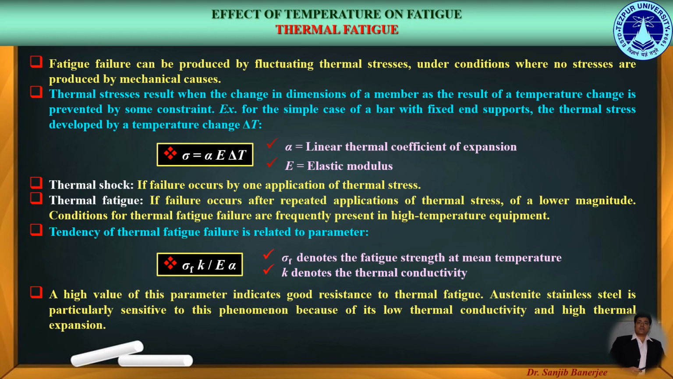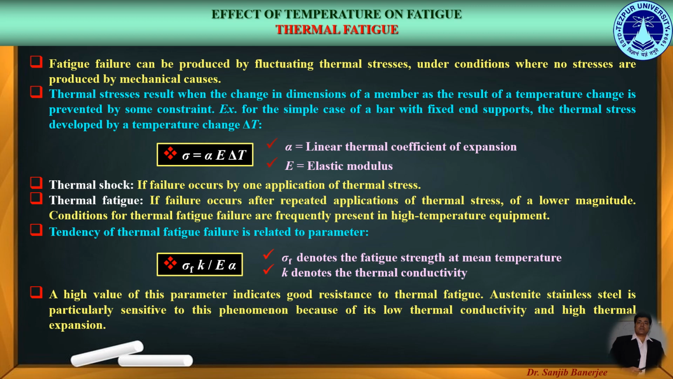When we study about the effect of temperature on fatigue, we must mention about the thermal fatigue. The stresses which produce fatigue failure at high temperature do not necessarily need to come from mechanical sources only. Fatigue failure can be produced by fluctuating thermal stresses under conditions where no stresses are actually produced by mechanical causes. Now, thermal stresses result when the change in dimensions of a member as a result of a temperature change is prevented by some kind of constraint.